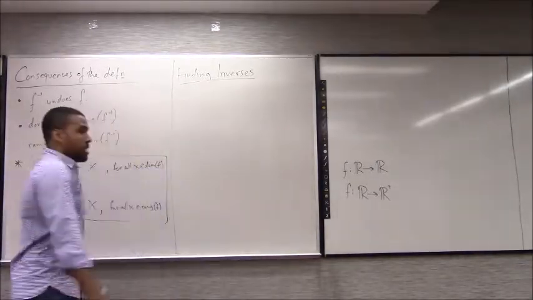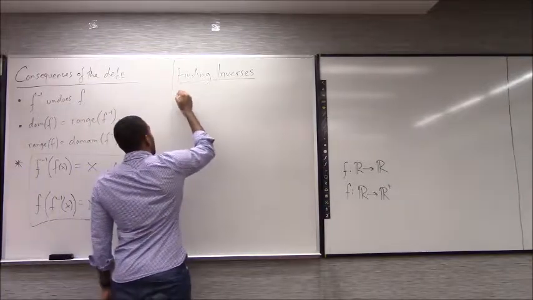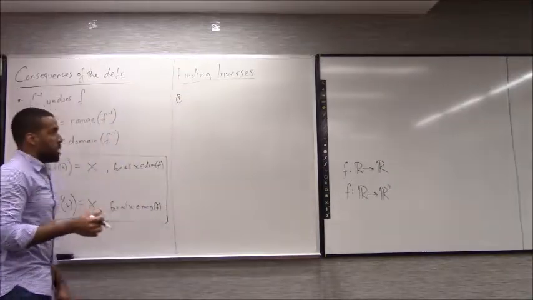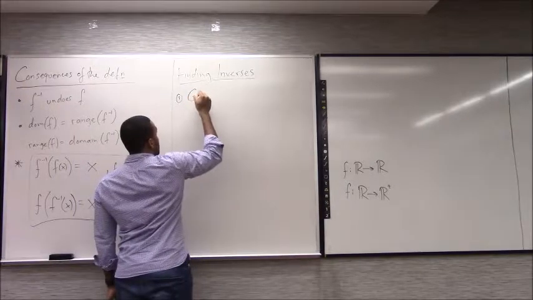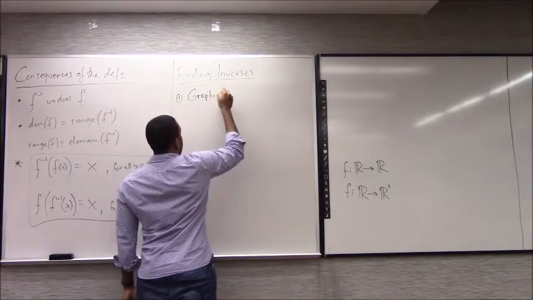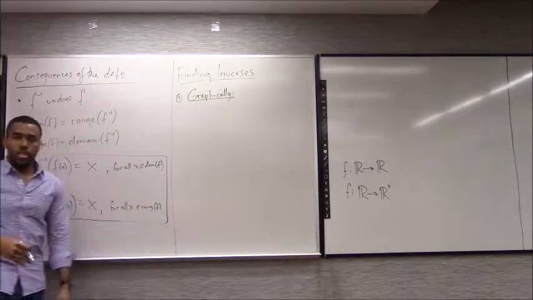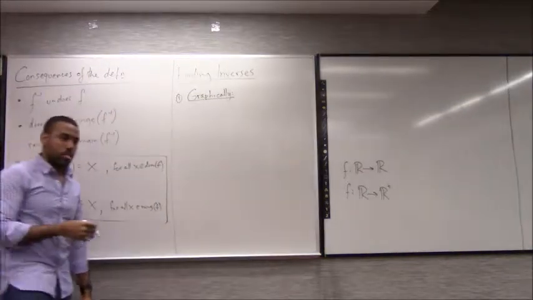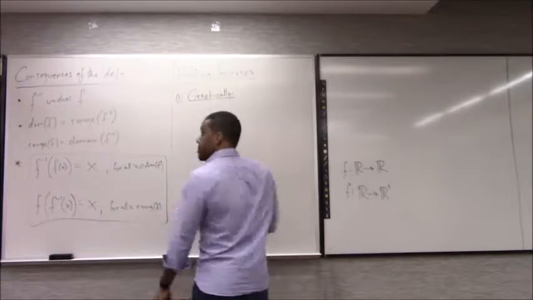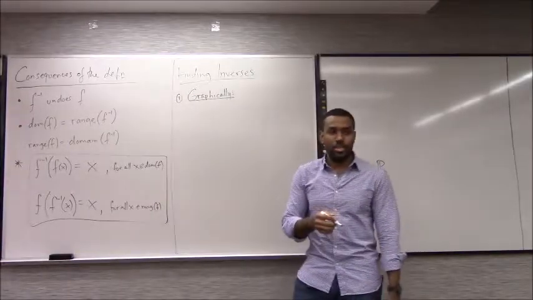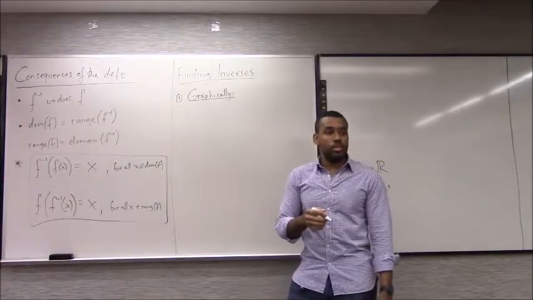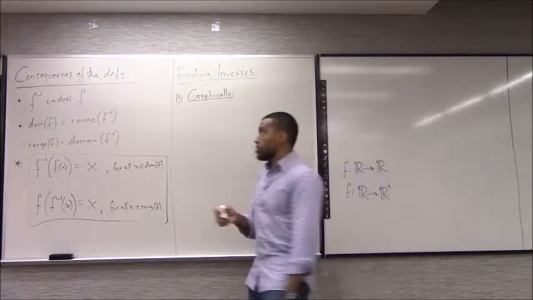Okay, so finding inverses. Two situations that can be helpful. One is graphically. So let's say you're given the graph of a function. How do you find the graph of its inverse, assuming it has one? Anyone tell me? Yeah? It's a reflection of the line y equals x.